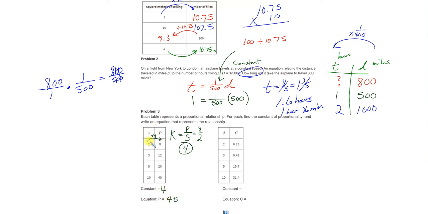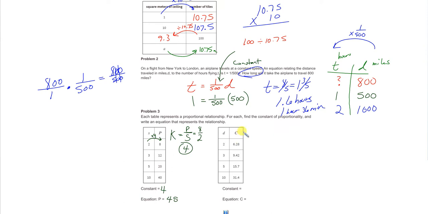We take s2, we multiply by 4, we get p8. We take s3, multiply by 4, you get the idea. So that's the equation that we're looking for. Get the constant, write the equation. The equation is always going to be your constant multiplied by your variable that's in the x location. Let's do the second one.